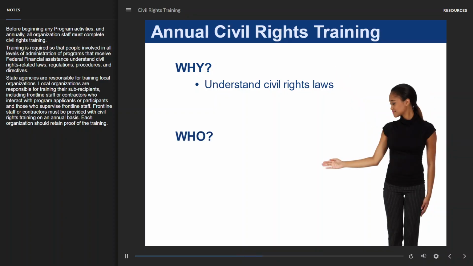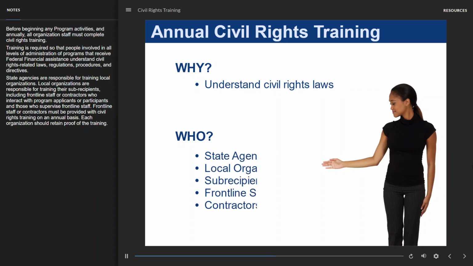State agencies are responsible for training local organizations. Local organizations are responsible for training their subrecipients, including frontline staff or contractors who interact with program applicants or participants, and those who supervise frontline staff. Frontline staff or contractors must be provided with civil rights training on an annual basis. Each organization should retain proof of the training.